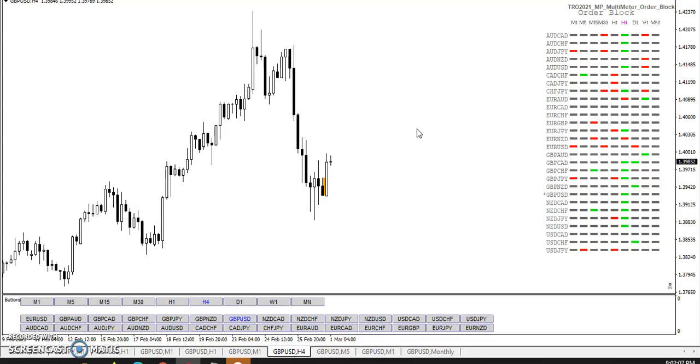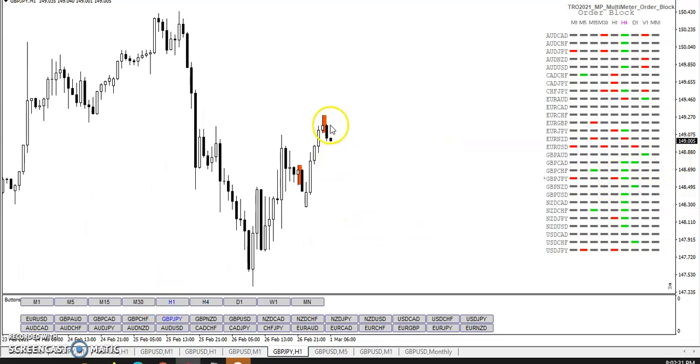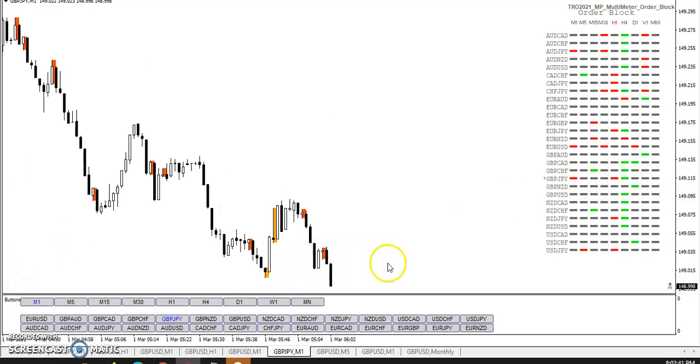You could think of it almost as a dashboard. And by the way, I did put an order block function in the dashboard, so you can also use that in the dashboard. So like here on the pound yen, you can see there is an order block here on H4. There's one on H1 right there. Once again, the 2 bars preceding this bar. And we had one on M1 right there, another order block.